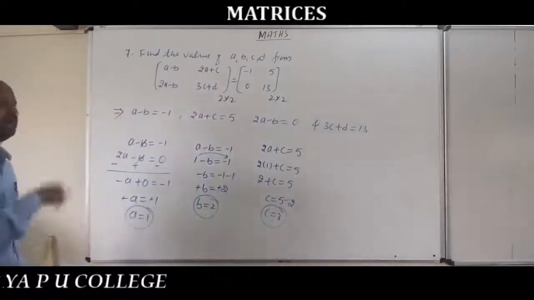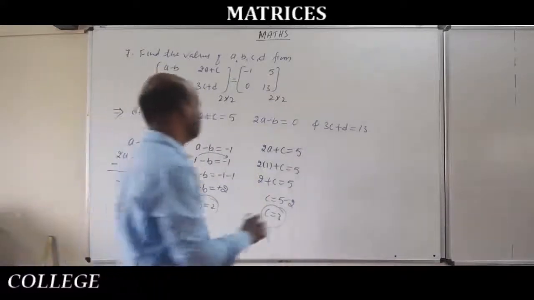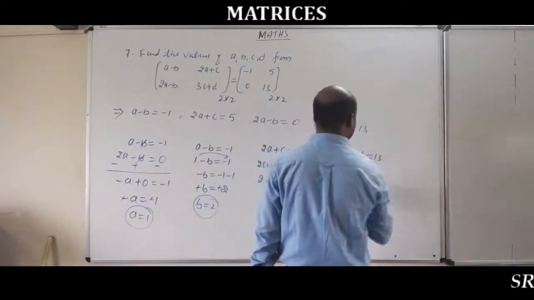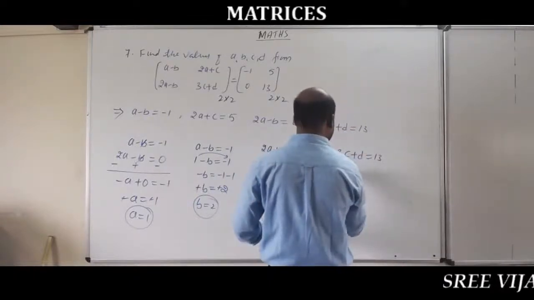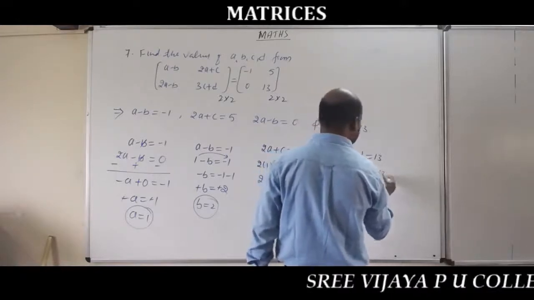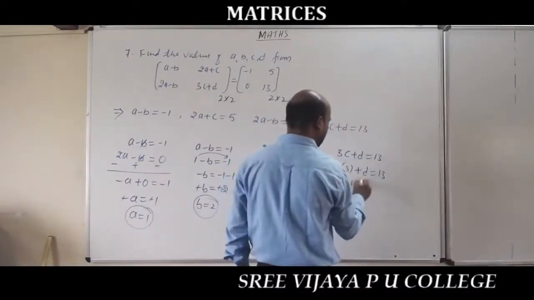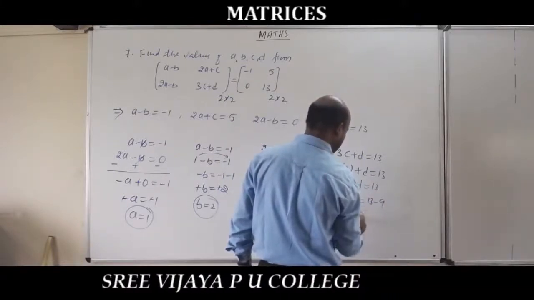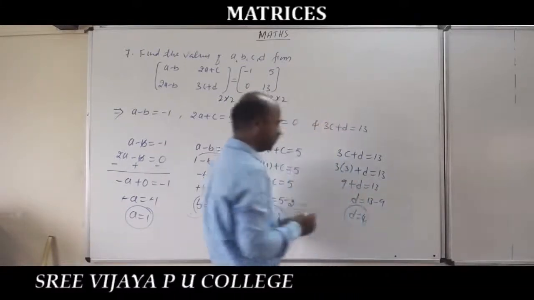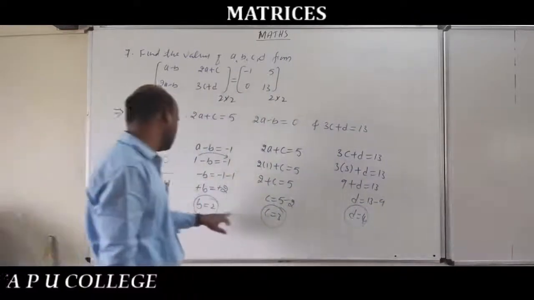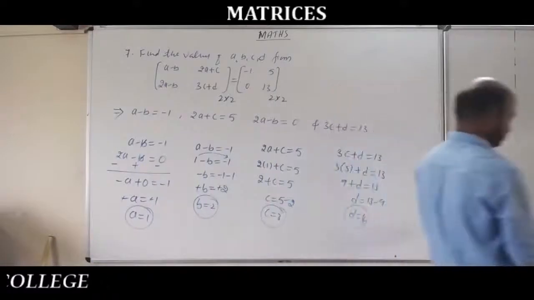And now take the fourth equation. Again, 3 times C plus D is equal to 13. 3 into the value of C, which is 3, plus D equals 13. 3 threes are 9. 9 plus D is 13. D is 13 minus 9, and the value of D is equal to 4. So A is 1, B is 2, C is 3, D is 4.